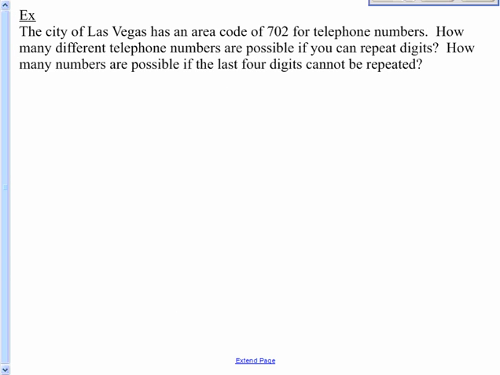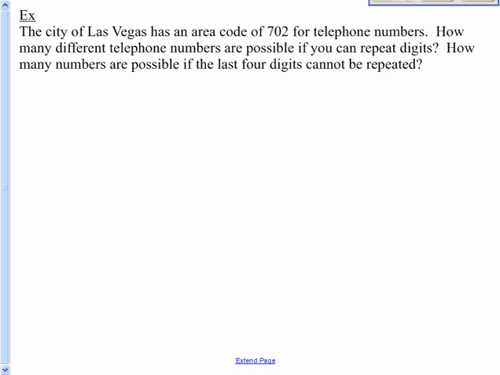All right, let's do some phone numbers here. The city of Las Vegas has an area code of 702. I think they changed this; I think there are a couple of different area codes now in the state of Nevada. But anyway, we're going to consider just 702 for telephone numbers. How many different telephone numbers are possible if you can repeat digits?